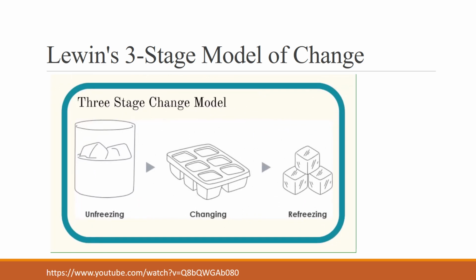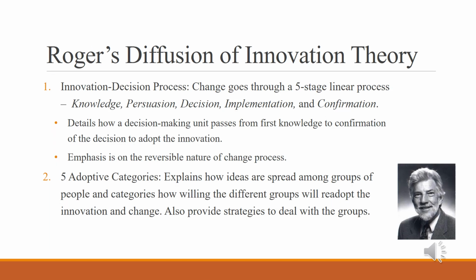The three-stage change model reminds us that it is important to unfreeze behavior before changing it and then refreezing that new desired behavior. It's like thawing your frozen food before you cook it. Now, I hope you have a better understanding about Lewin's change theory. The next theory I'm going to talk about is the Rogers theory.